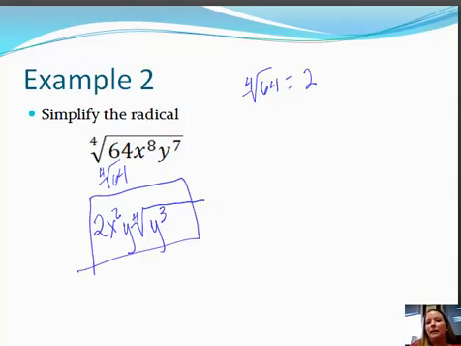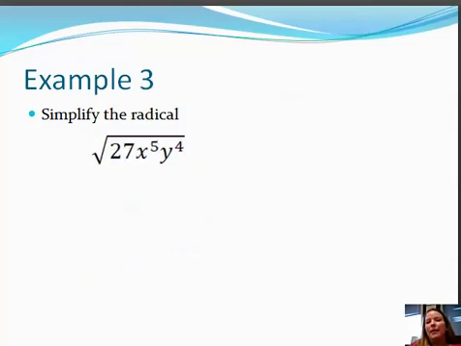And these are simplified answers. You're not solving anything, you're just simplifying. So let's do one more example. Say we have the square root of 27, x to the 5th, y to the 4th. So now I know that this is an imaginary 2. So I'm looking for a perfect square that goes into 27. I know it's going to be the square root of 9 times the square root of 3. So that would be a 3. Leave some space. Under the square root stays a 3.